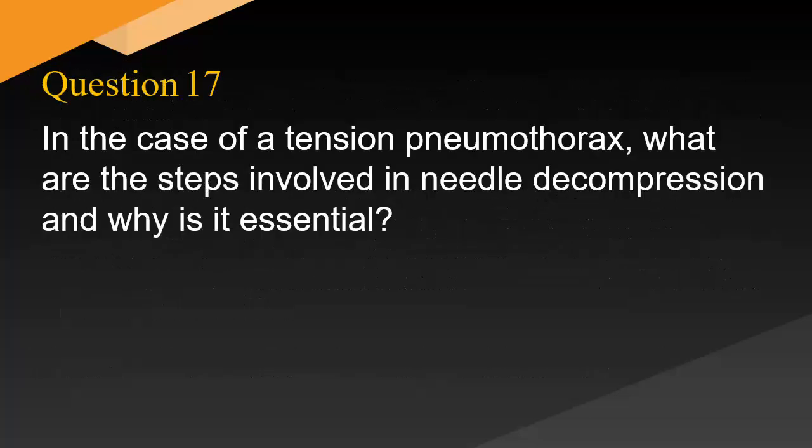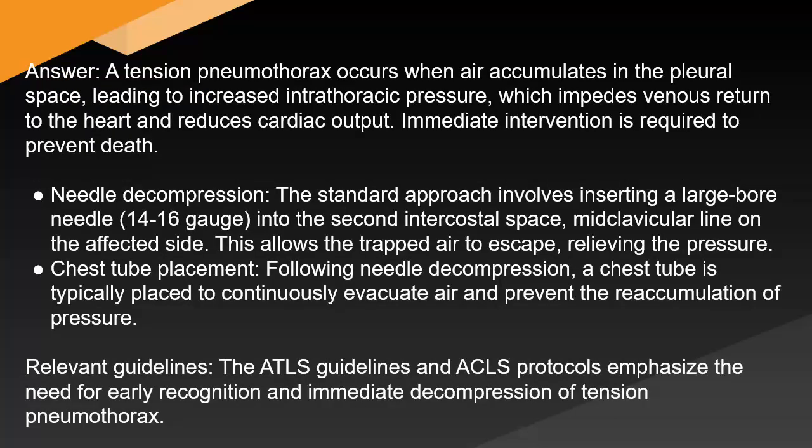In the case of tension pneumothorax, what are the steps involved in needle decompression and why is it essential? Answer: Tension pneumothorax occurs when air accumulates in the pleural space, leading to increased intrathoracic pressure, which impedes venous return to the heart and reduces cardiac output. Immediate intervention is required to prevent death. Needle decompression. The standard approach involves inserting a large bore needle, 14 to 16 gauge, into the second intercostal space, midclavicular line, on the affected side. This allows the trapped air to escape, relieving the pressure.